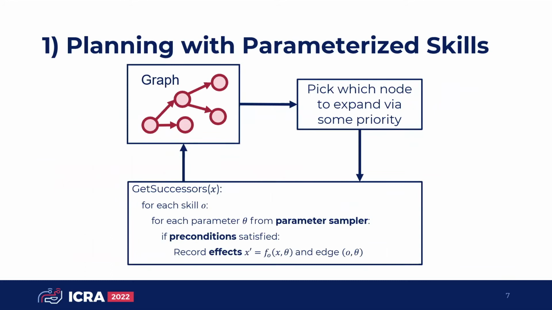Search-based planning helps us find plans with our parameterized skills. This requires us to find the next node of the graph to expand. Given this node, we then need to find its successors, shown in the box below. To get successors, we simulate all skills that satisfy the preconditions and record the skill effects. To get these effects, we need to learn the skill effect model for each skill.